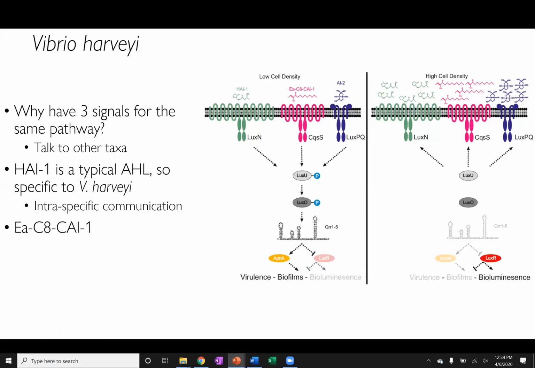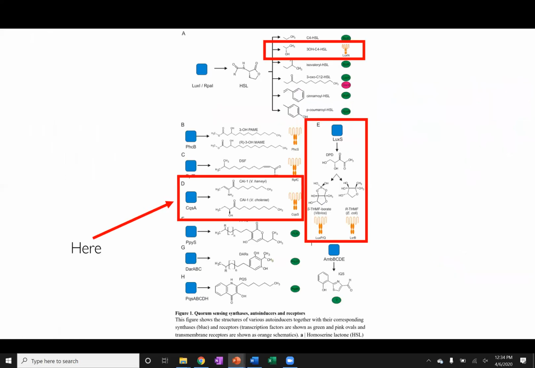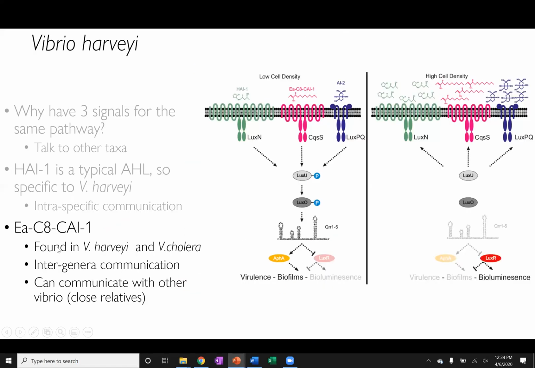EAC8CAI1, that is a mouthful and a half, is a very different type. So this is our CAIs. Here is sort of our other type of autoinducer. And what we're seeing is that this receptor is found in Vibrio harveyi as well as Vibrio cholerae. So this is what we call intergenera communication, which allows this Vibrio harveyi to communicate with other types of Vibrios.